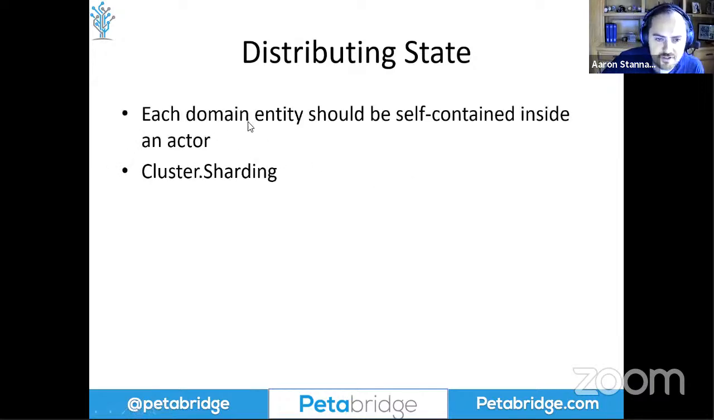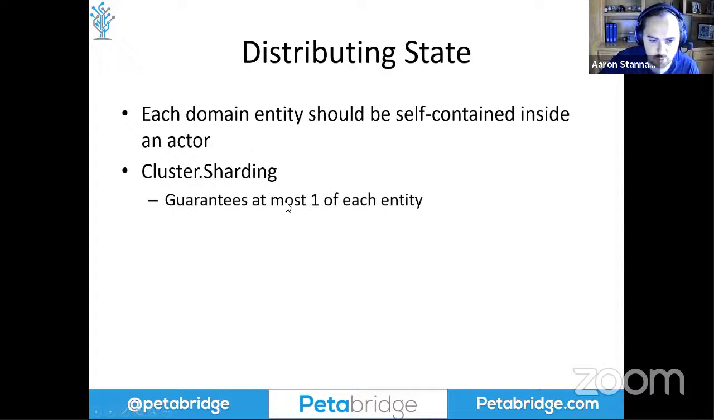In terms of distributing state, as a rule of thumb, all state, basically any stateful domain entity should be hosted inside its own actor. That allows us to go ahead and parallelize, updating multiple entities concurrently. It also allows us to distribute entities evenly across an arbitrarily large number of nodes inside our network. So Akka.Cluster Sharding is probably the best tool for this.